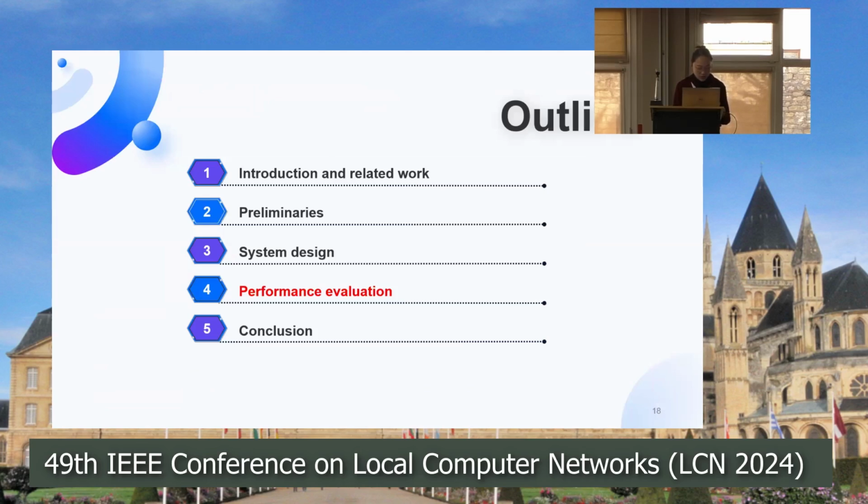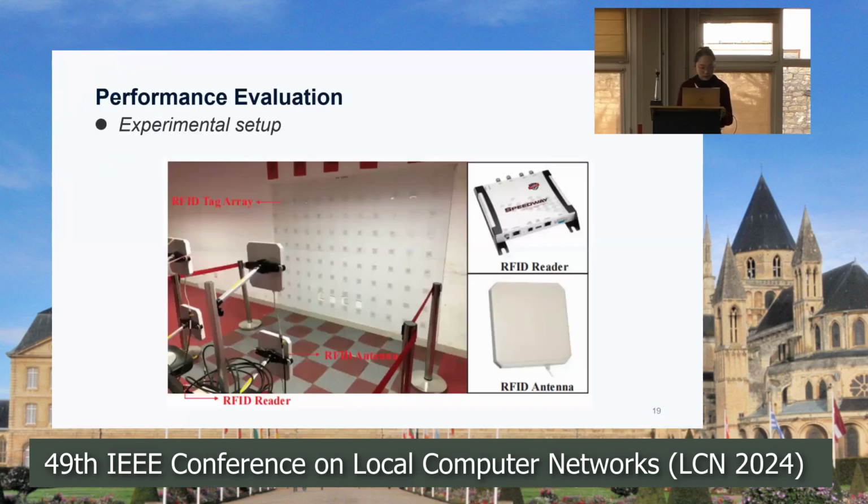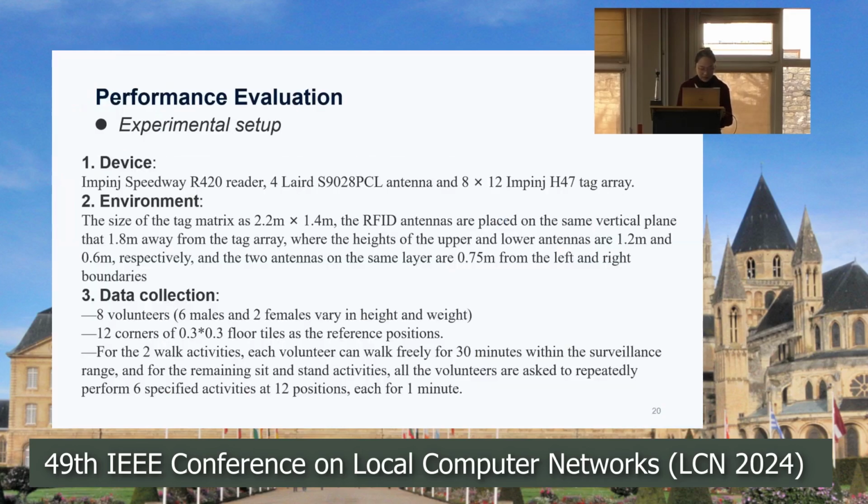Now let me show the performance of the proposed method. We implement a prototype of the system based on commercial RFID devices. In order to validate the proposed system on both activity localization and recognition, we recruit 8 volunteers and select 12 corners as the reference positions for data collecting.